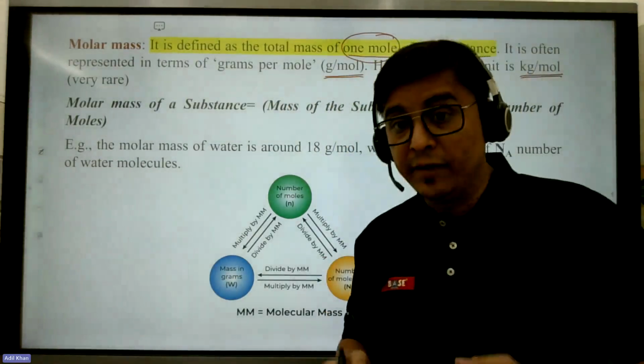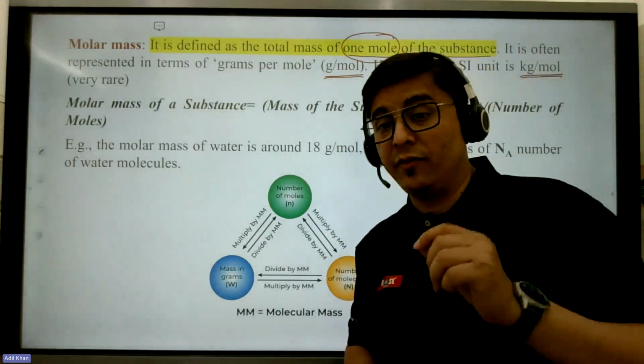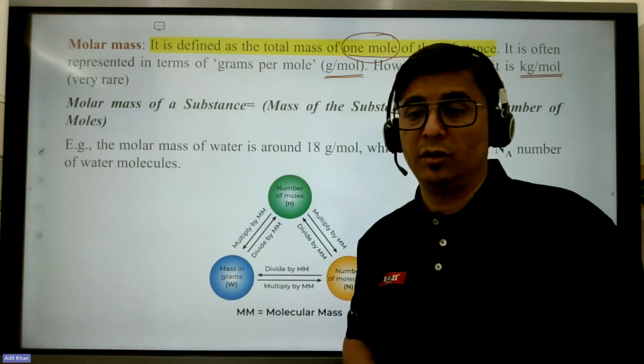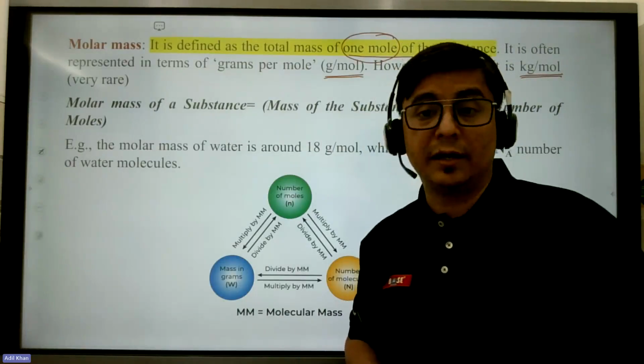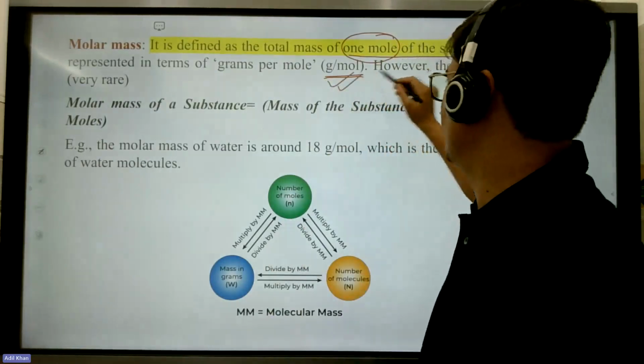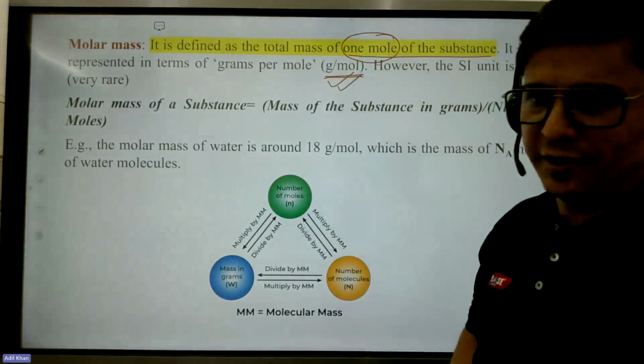Why? Because we are using this for very small types of particles, very small sizes of particles which you can't count easily. That's why we go with the smaller unit, that is gram per mole, and kg per mole is rarely used.